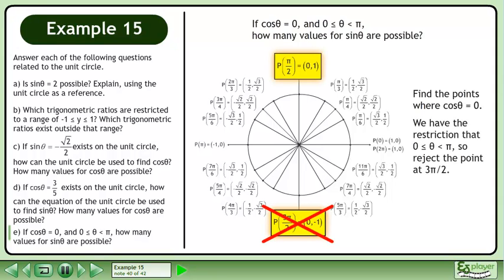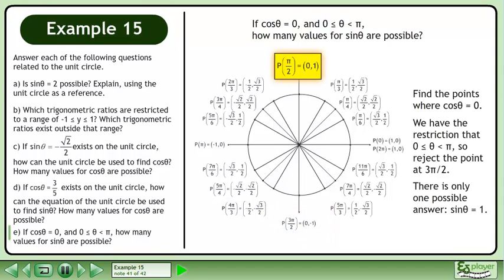We have the restriction that theta must be between 0 and pi, so reject the point at 3 pi over 2. There is only one possible answer, sine theta equals 1.